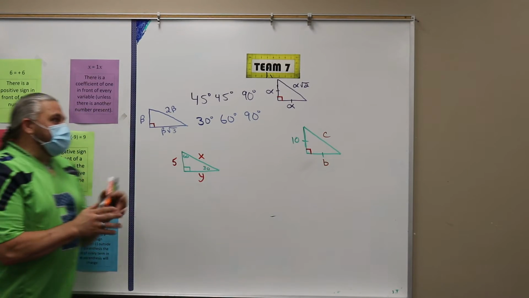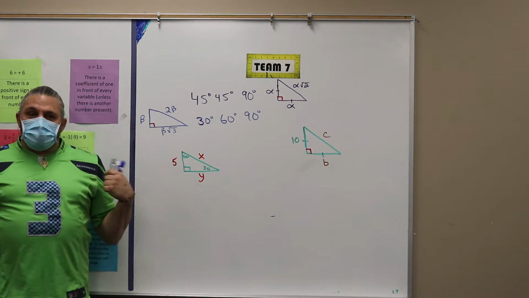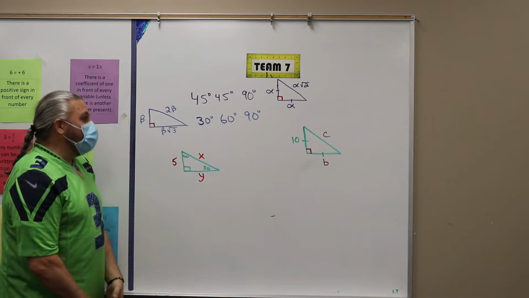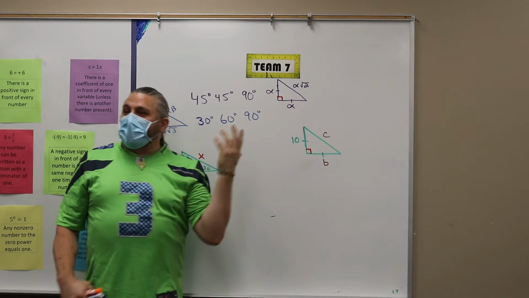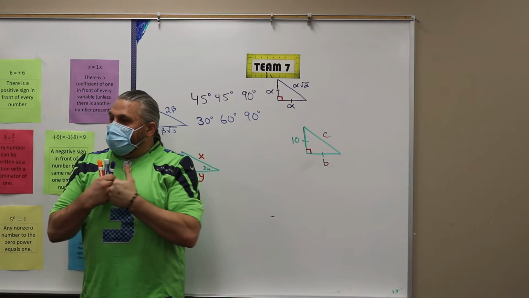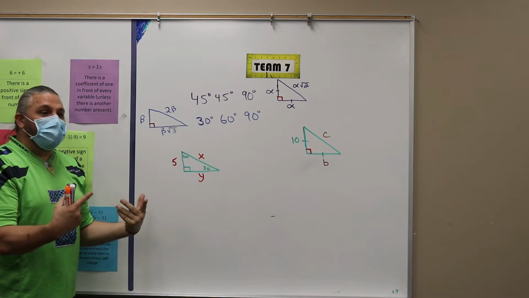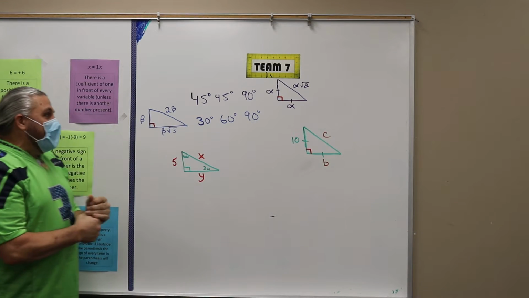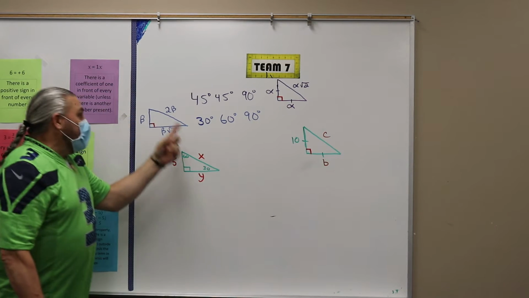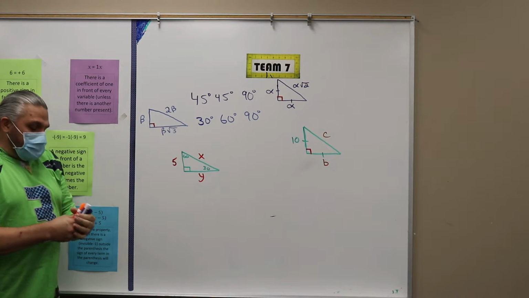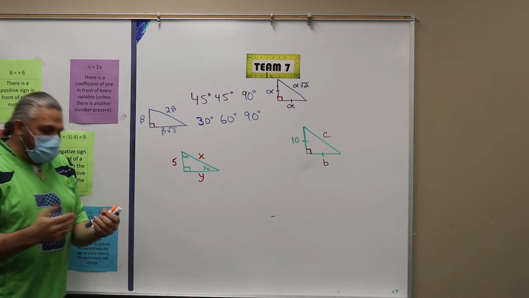All right, 45, 45, 30, 60, 90. The key to these problems, for me, when I'm teaching them, is to not put x's and y's for the base example. So what I do is show you alpha and beta. All of those are Greek letters, right?